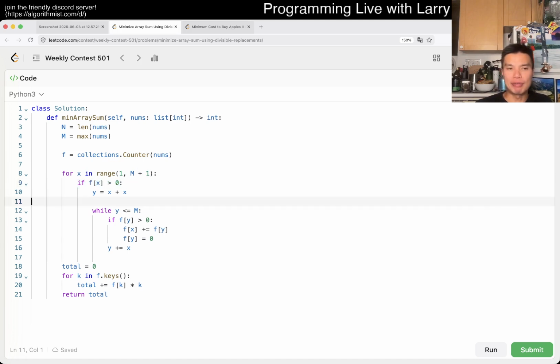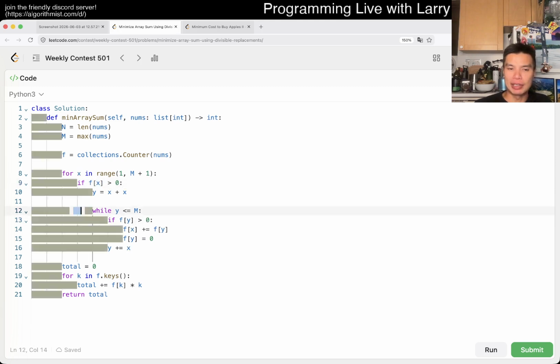Basically the idea is that for every x, which is i in our earlier loop, if we have any of them, and this is just following the problem, by the way, then we're trying to find multiples of x so that we can convert those into x. And that's what we have here.